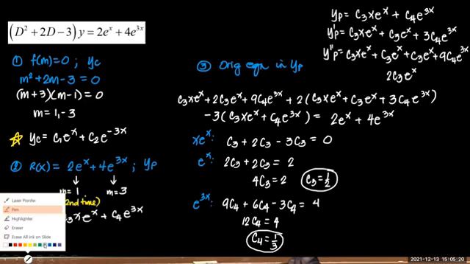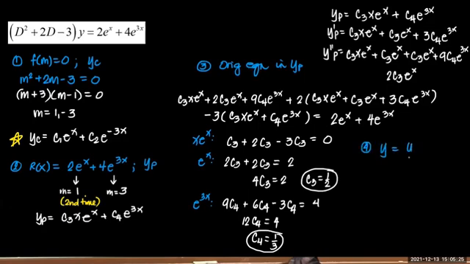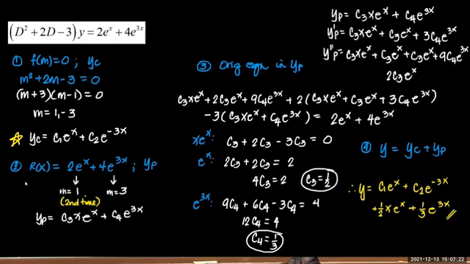Step number 4, y equals yc plus yp. Therefore, the final answer would be c1 e to the x plus c2 e to the negative 3x, and then the yp starts with this, c3. So plus 1/2 x e to the x, and then c4 is 1/3. So plus 1/3 e to the 3x. As I said earlier, after the first one is the easy part. This is the one that we have studied before.